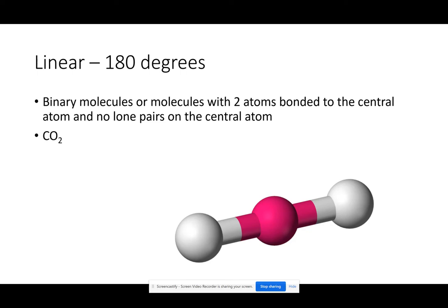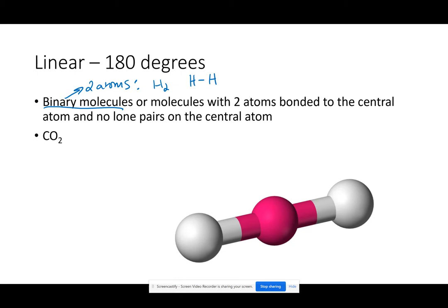So our first shape is linear. And there are two circumstances that will give you a linear molecule. The first is if it's binary, meaning it's only made of two atoms. So if I have something like H2, it's just H-H, it has to be linear. Two points make a line, right? There's no other option for that.